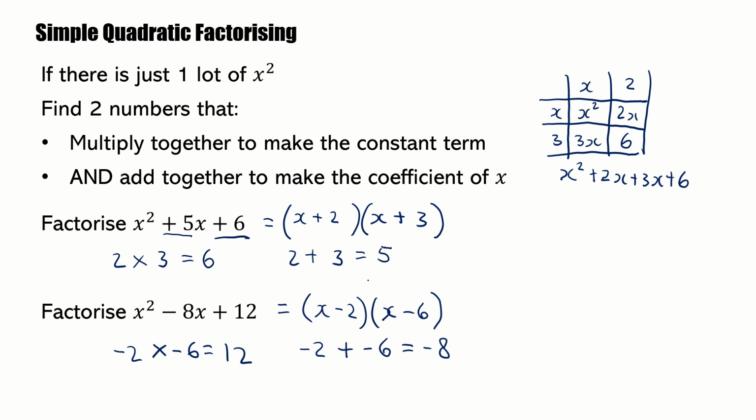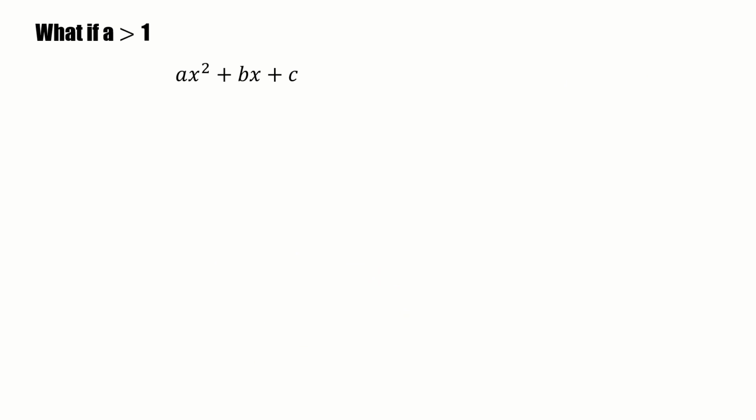Okay, that's the most basic level of factorising, where you've just got one lot of x squared, no coefficient in front of that x squared, which is implying that you've got one lot of it. In other words, what happens if you have a number in front of that x squared? In other words, you've got a quadratic of the form ax squared plus bx plus c, where a, b, and c are all constants.